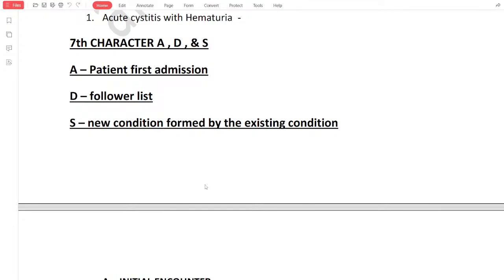A is for patient first admission. D is for follow-up or checkup. And S is for a new condition formed by the existing condition. So this is the seventh character. Okay, clear.